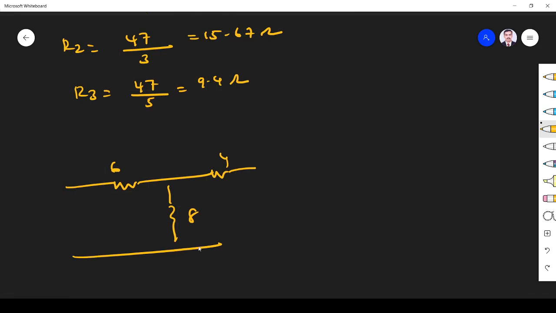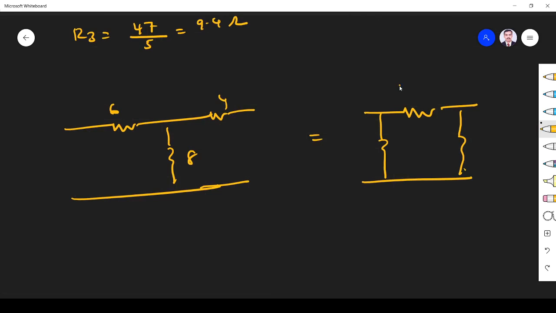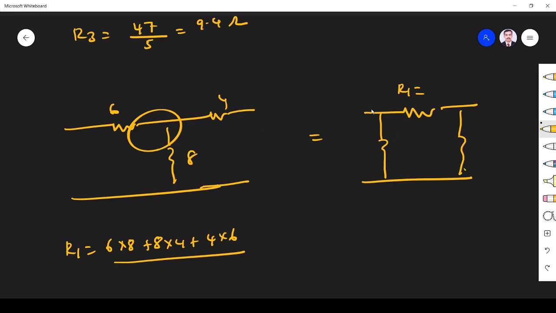Now can we draw? As usual we have to find the equivalent network. This is R1, R2, R3. This one I have to find. If I want to find this one, what I have to do? First, let us assume this is R1. R1 is first individual component multiply, 6 into 8 plus, I compare this section, 8 into 4 plus 4 into 6. Right? Divided by, I want this one. What is opposite to this one? Opposite to this one is 8 ohm. Right? So what we get is 13 ohm.